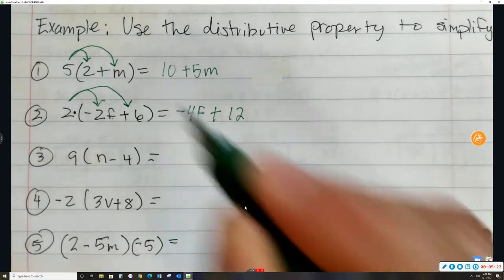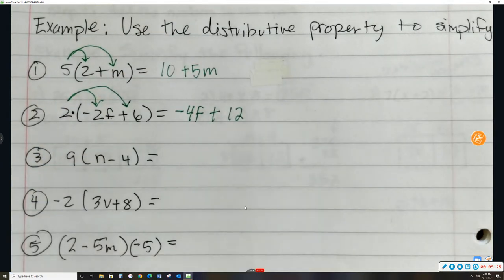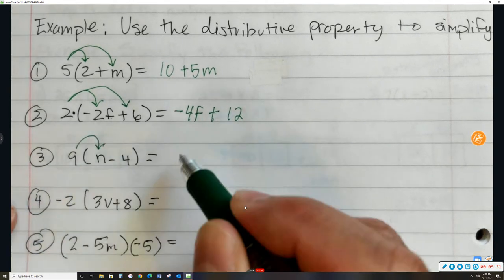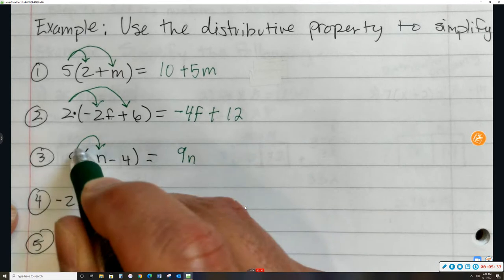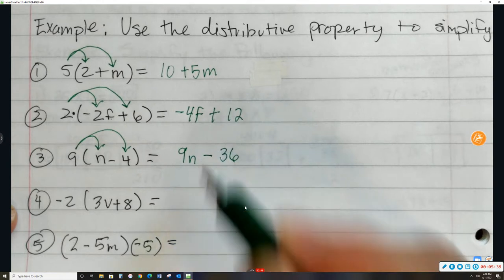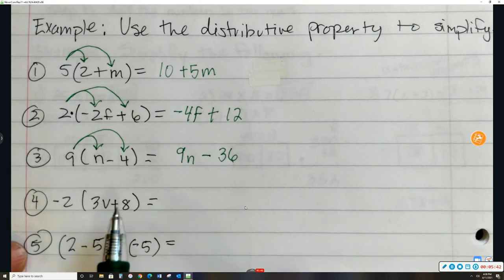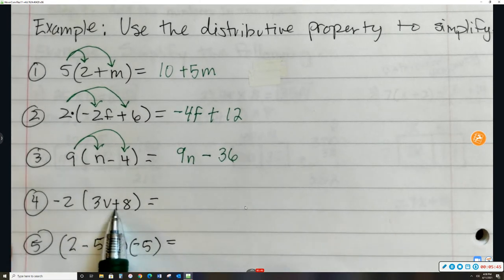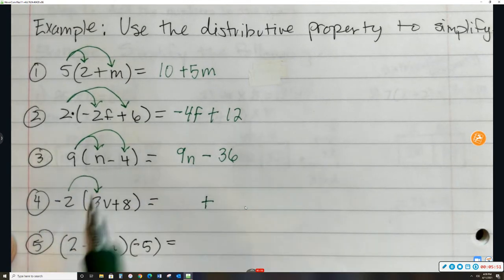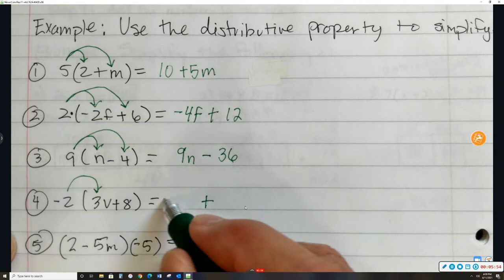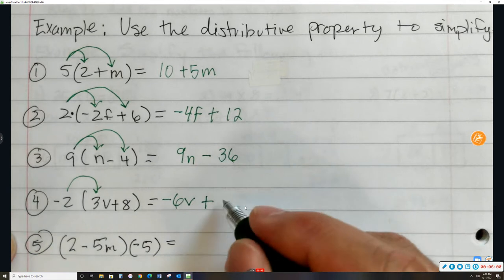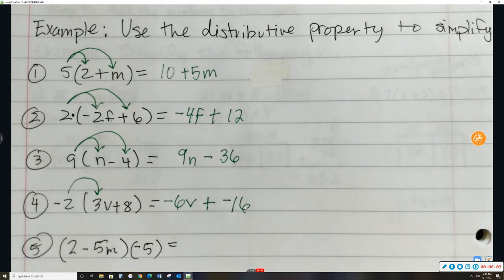I'm just going to draw in the arrows so you know what's being multiplied. 9 is on the outside, so I'm going to multiply 9 times n, that's simple, and then 9 times 4, that's 36, and the minus is in between. Next, if you want, we can put down whatever operation is separating these two first. Then negative 2 times 3, well that's negative 6, and don't forget the v. And then negative 2 times 8 is negative 16. And that is our answer.